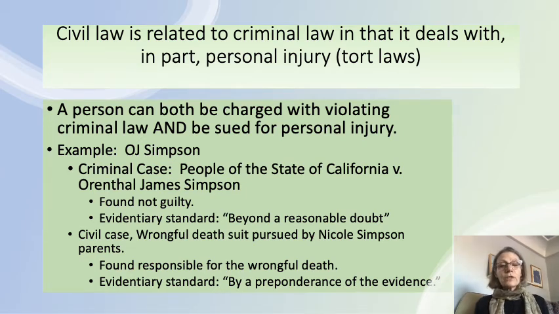The sanction in a civil case is monetary, and when O.J. Simpson was found to be responsible for a wrongful death, then he had a monetary fine to pay to the family for their damages. And that's where O.J. Simpson ended up having to sell his Heisman Trophy and all of his memorabilia, which actually led to his second criminal charge, for which he was found guilty. But this is a good example of the overlapping of criminal law and civil law.